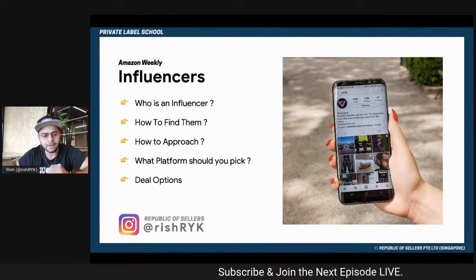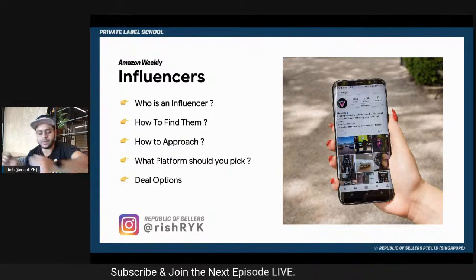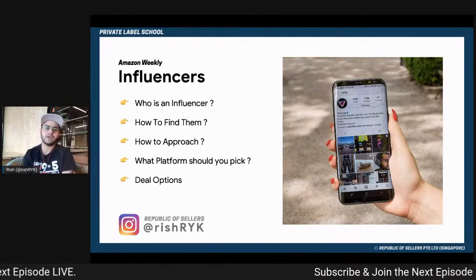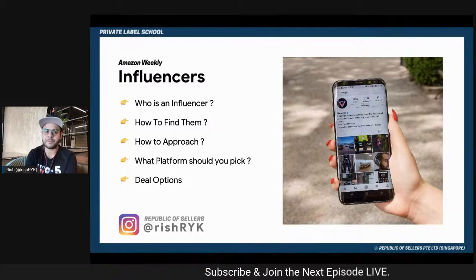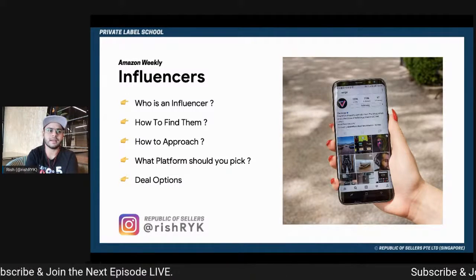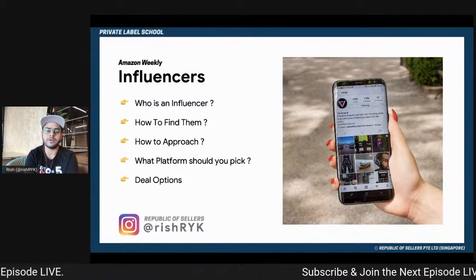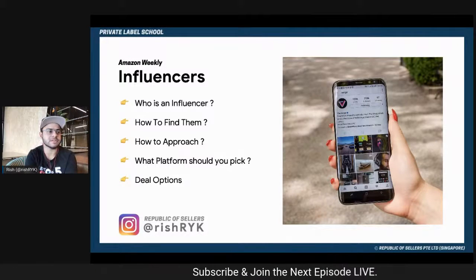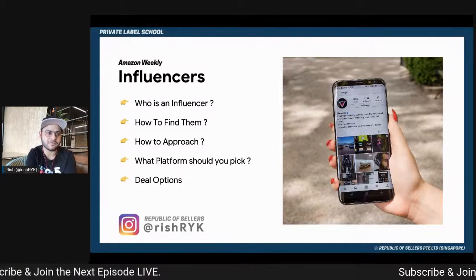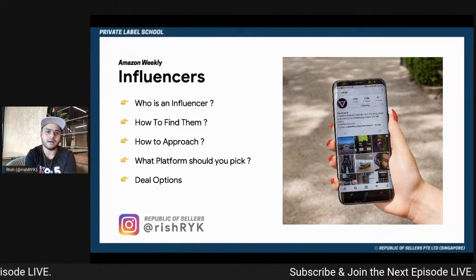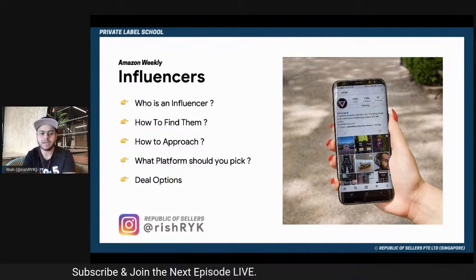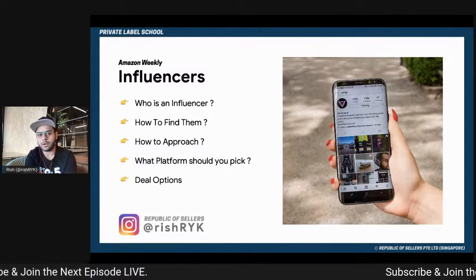So, deal options. There are multiple ways you can work with an influencer. Number one, it could be as simple as a sponsored post. When I say sponsored post, that basically means that you just go ahead and find an influencer, talk to them, have this discussion, and you basically request their price for posting on their feed or on their story or on their channel, wherever it is. And then they will give you a price for that.